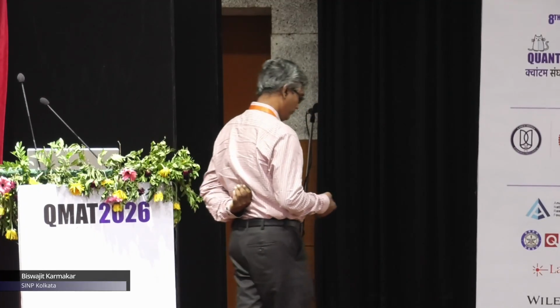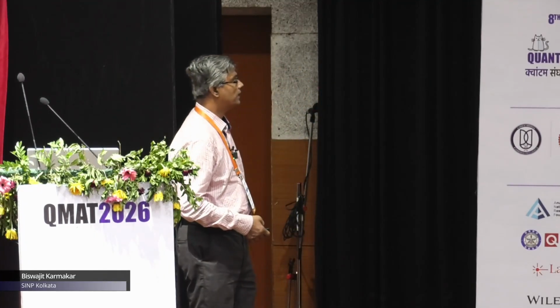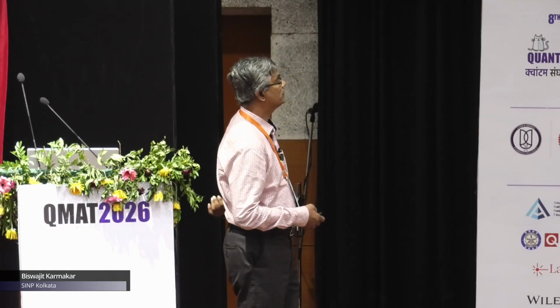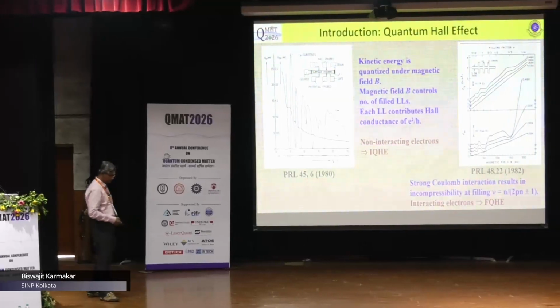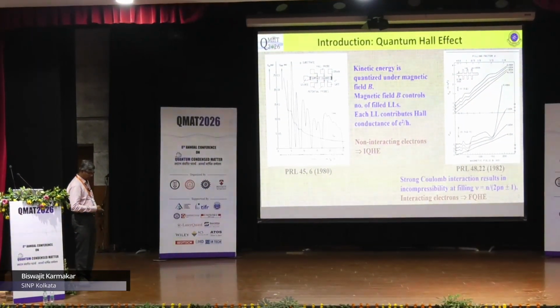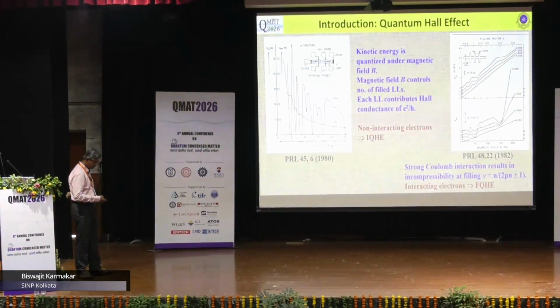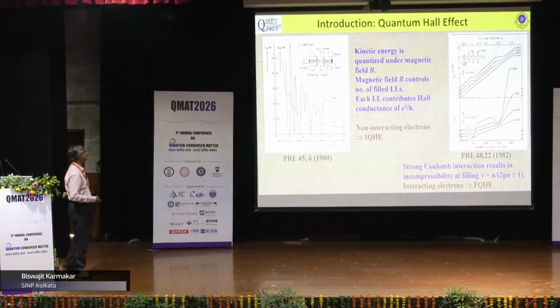So, several speakers have introduced the quantum Hall effect. Basically, non-interacting electrons give the integer quantum Hall effect, where kinetic energy is quantized under a high magnetic field. In the fractional quantum Hall effect, interacting electrons give fractional quantum Hall states, which appear at the Jain sequence with the picture of composite fermions. That is the background on the quantum Hall effect.